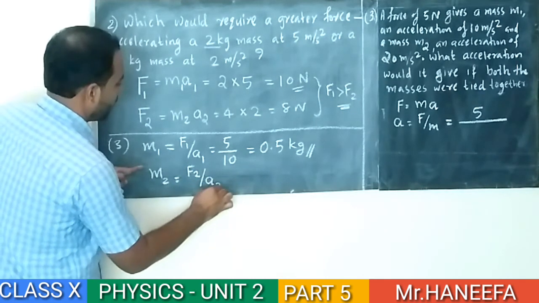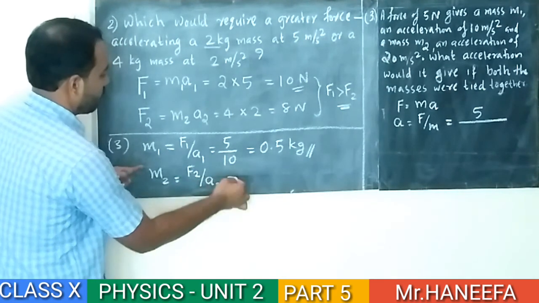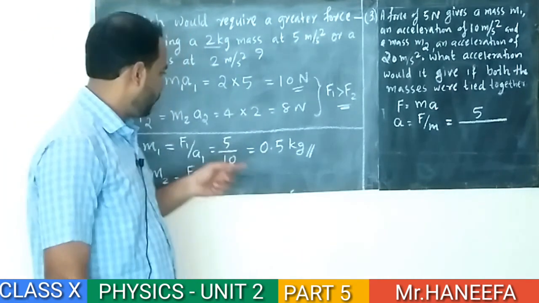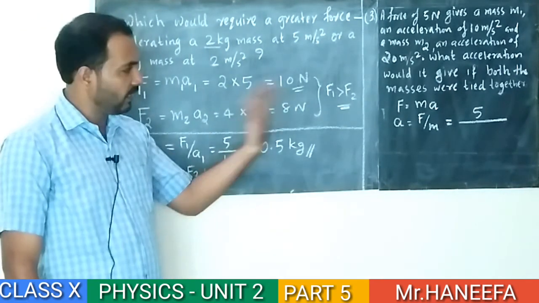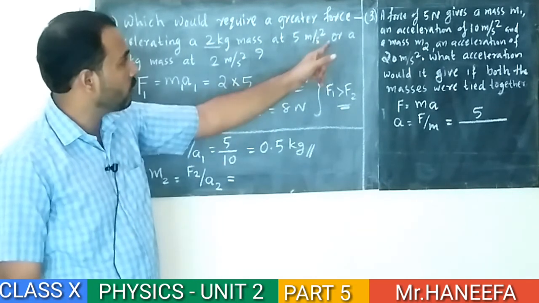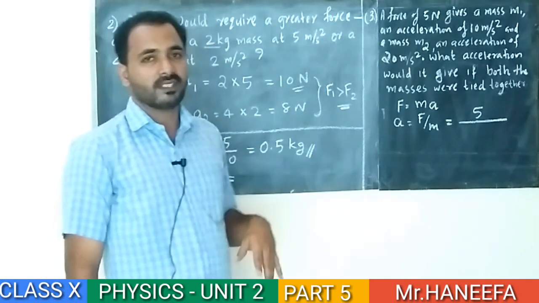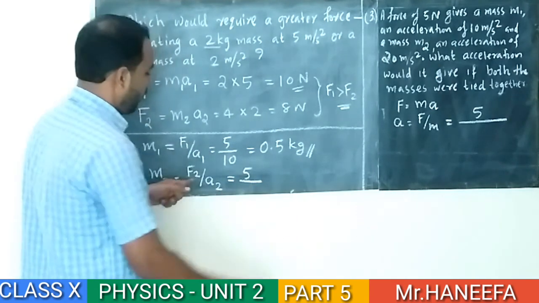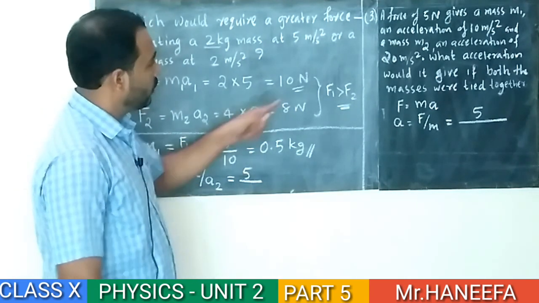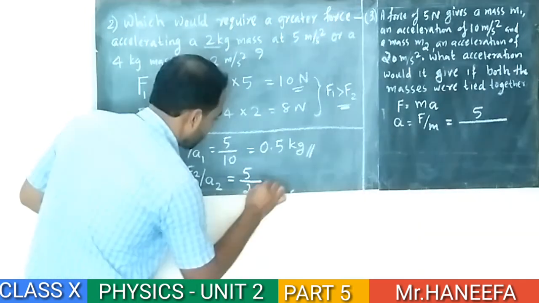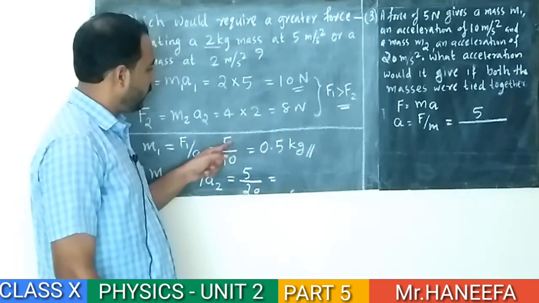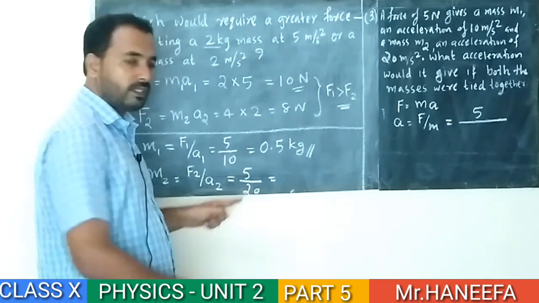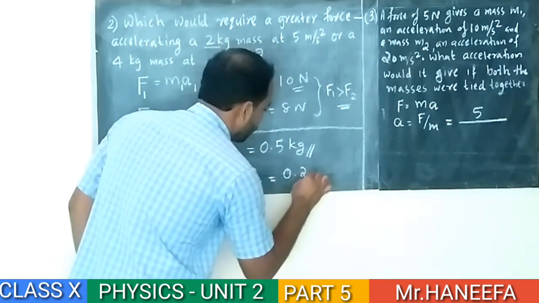F2 by a2. F1 and F2 are all equal. F1 is 5, F2 is 5, all are equal, as a force of 5 Newton gives. So 5 divided by a2, what is a2? 20. 5 by 20, 0.25 kg.